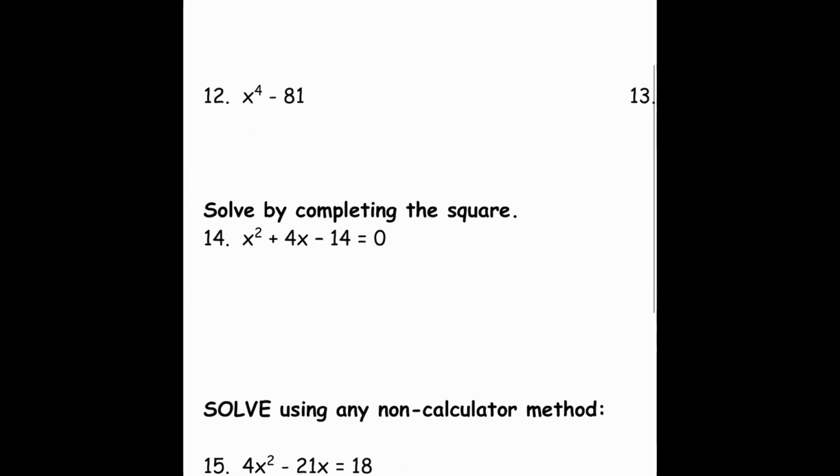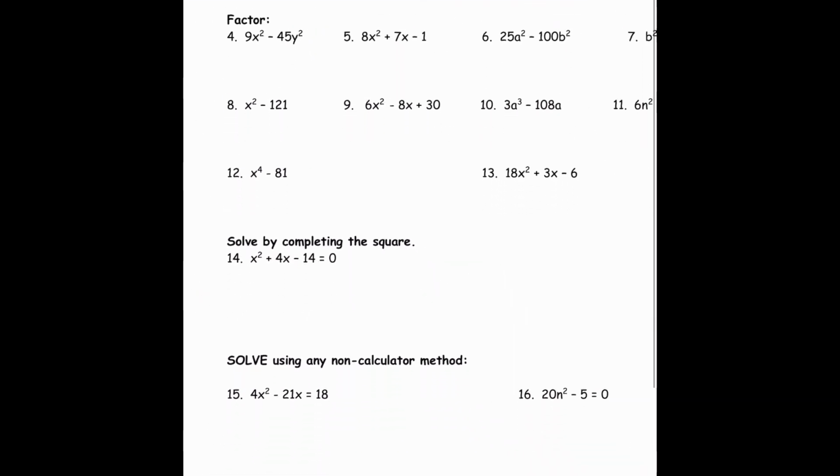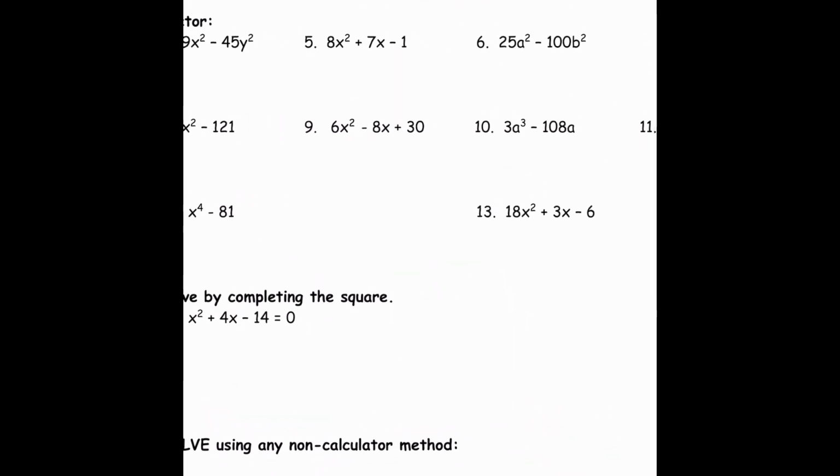Whatever technique, right? Unless it says specifically, like for instance, 14 says complete the square. So here it just says factor. It doesn't matter how we factor. Whatever technique works best for you. So I think the AC method works well. So 8 times negative 1 is negative 8. 7. So I need two numbers that multiply to make negative 8, but add up to 7. So what two numbers?